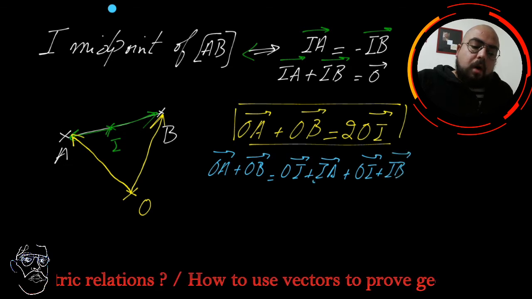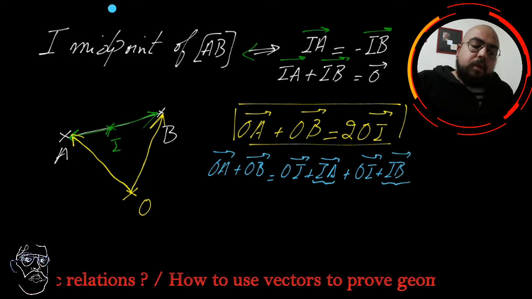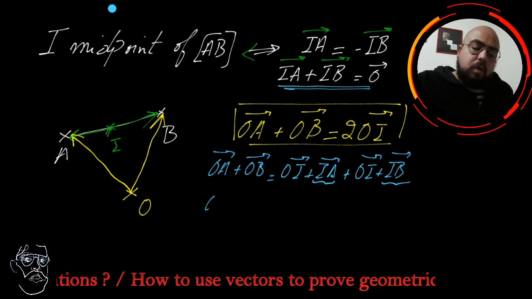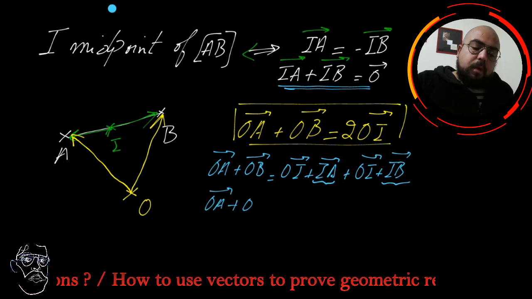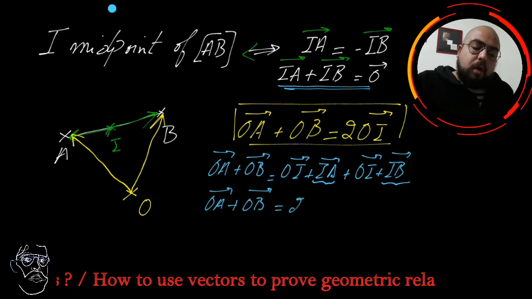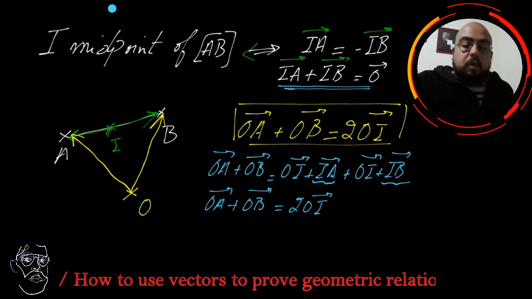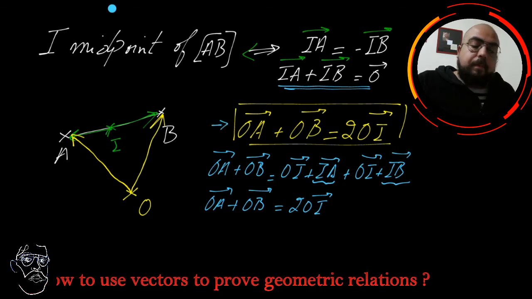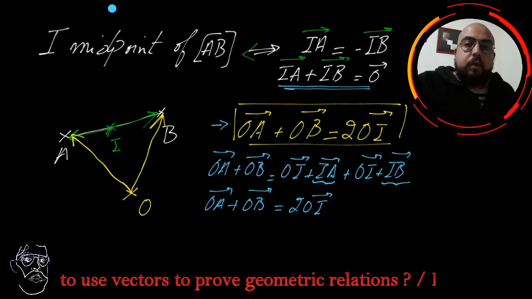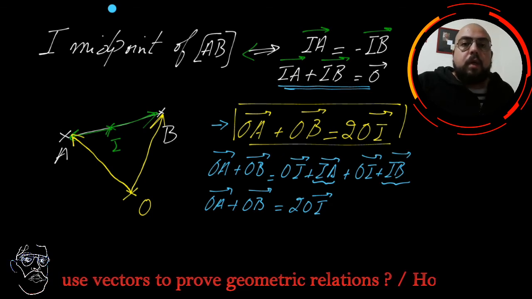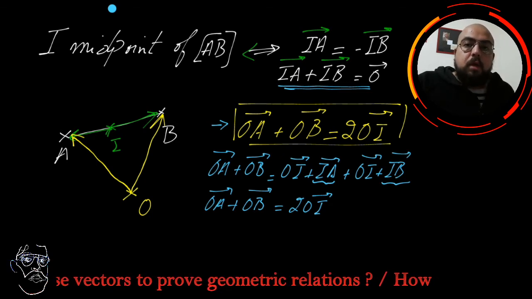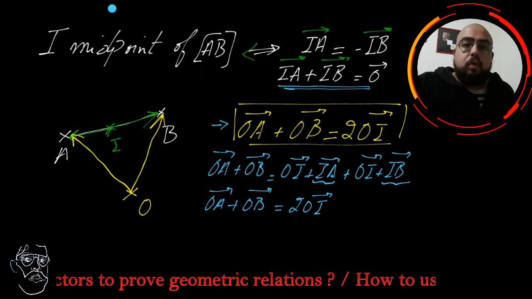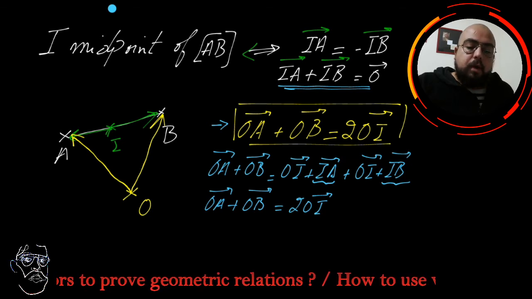Now IA plus IB is actually 0, just like we have already said previously. So OA plus OB will be equal to 2 OI. And this is how you get this relation. All right. So whenever you have a certain point I, which is the midpoint of a segment AB, you can choose any point from the plane, which is in this case O. It could be at any position, and you will have OA plus OB is equal to 2 times OI.